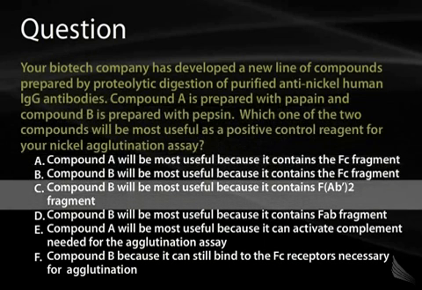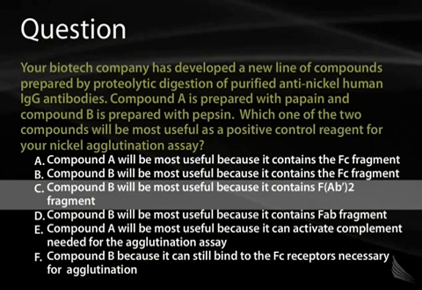The answer here is C. Compound B will be most useful because it contains Fab prime 2 fragment. So let's go back and talk about how we come to this conclusion. First of all, we have to decide what the function of the assay is. This is a nickel agglutination assay, so we want to be able to stick things together. We want to be able to agglutinate.